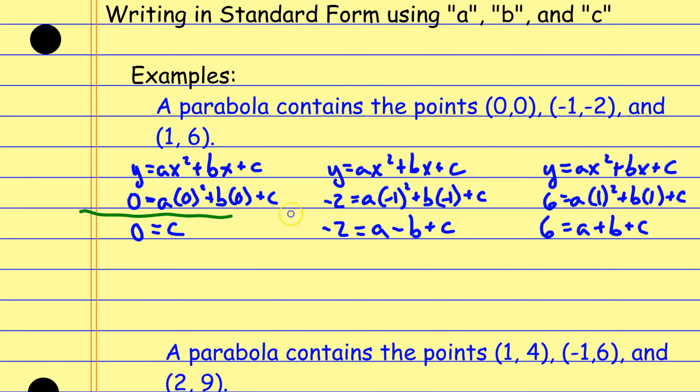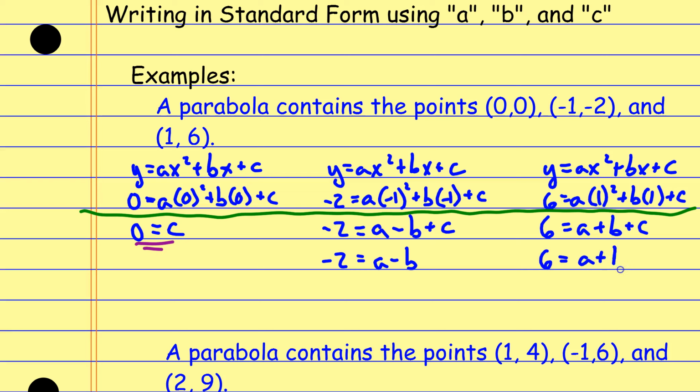So if I cut this off and say, this is a system of 3 equations, how am I going to solve this system? Well, the obvious answer is to use substitution, because this first one I already have solved for c. So I plug that c value in, and I end up with -2 equals a minus b. Over here I end up with 6 equals a plus b.